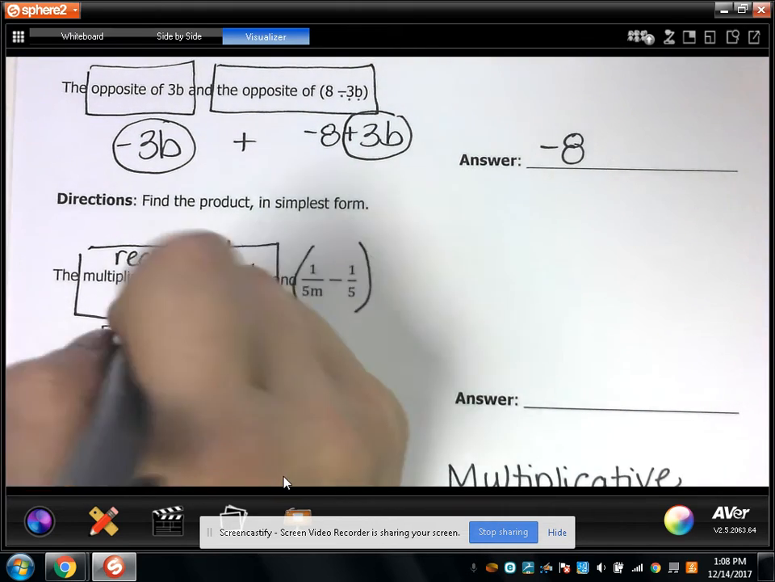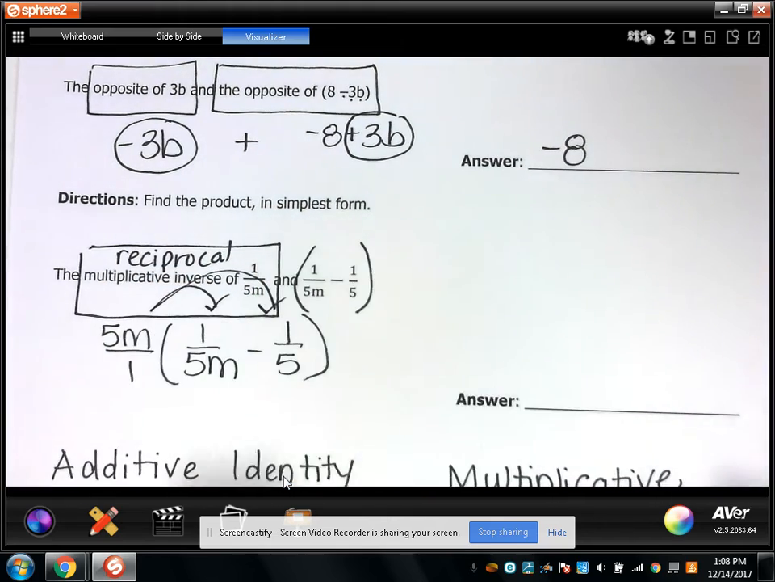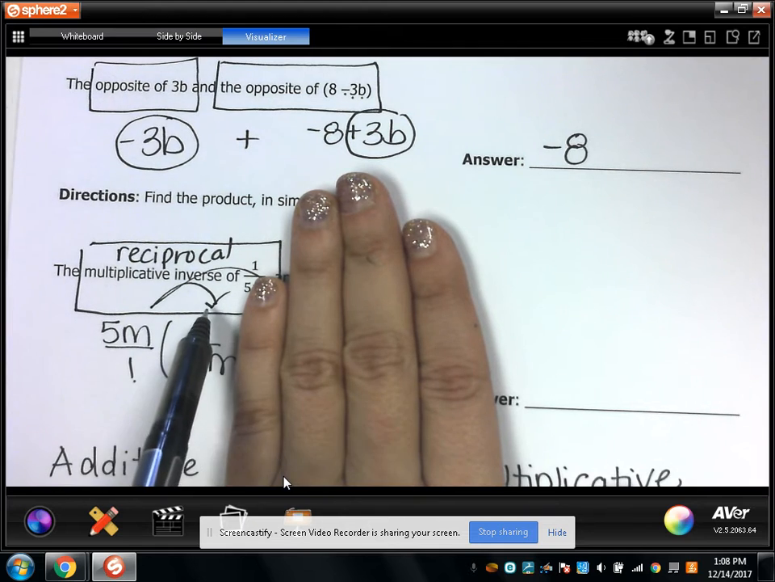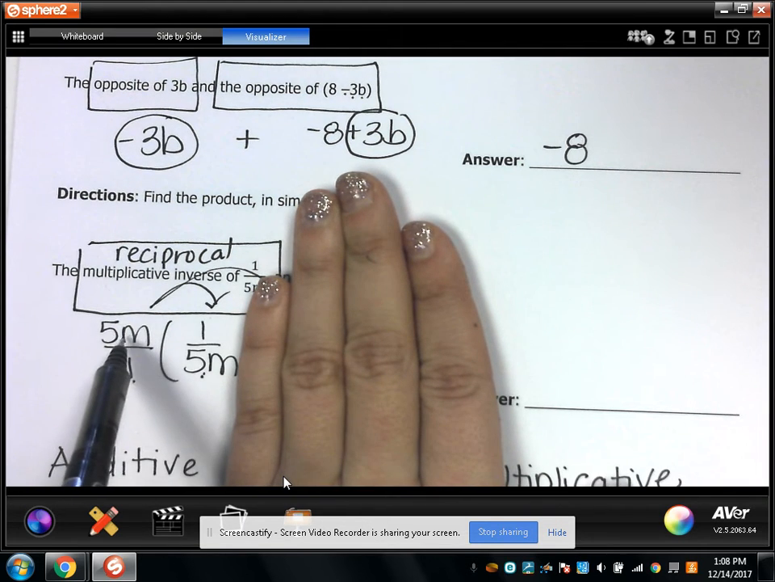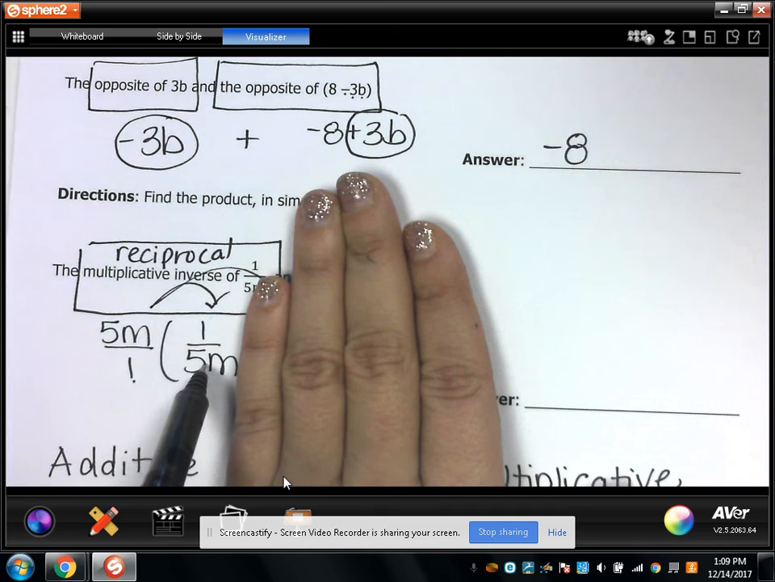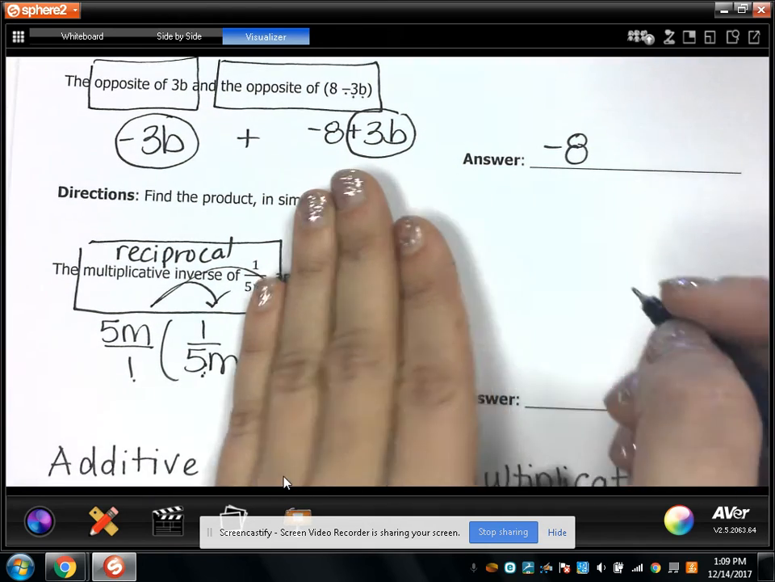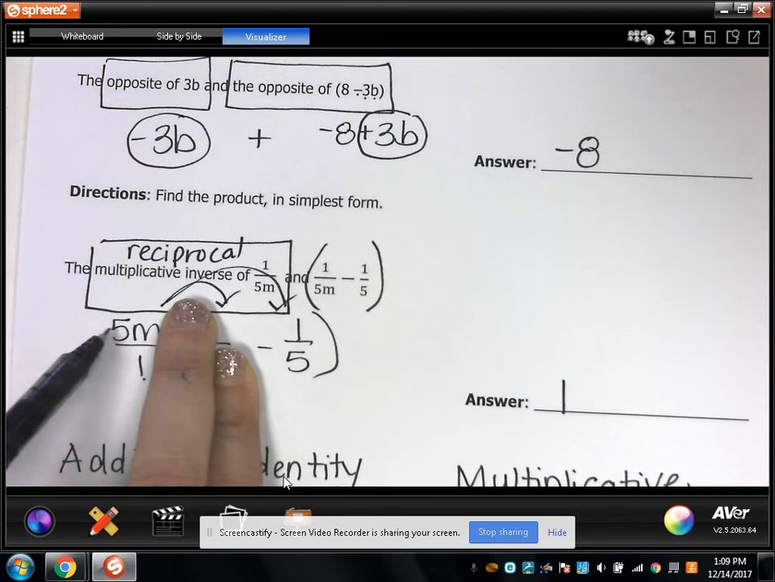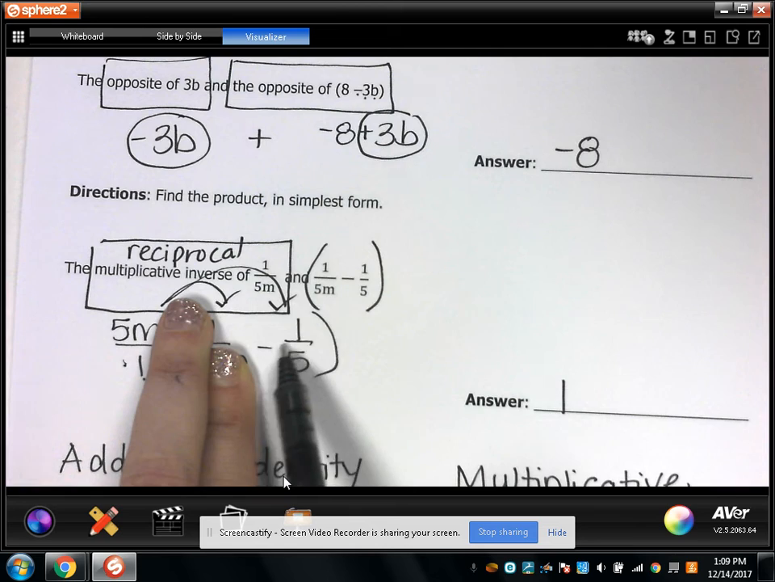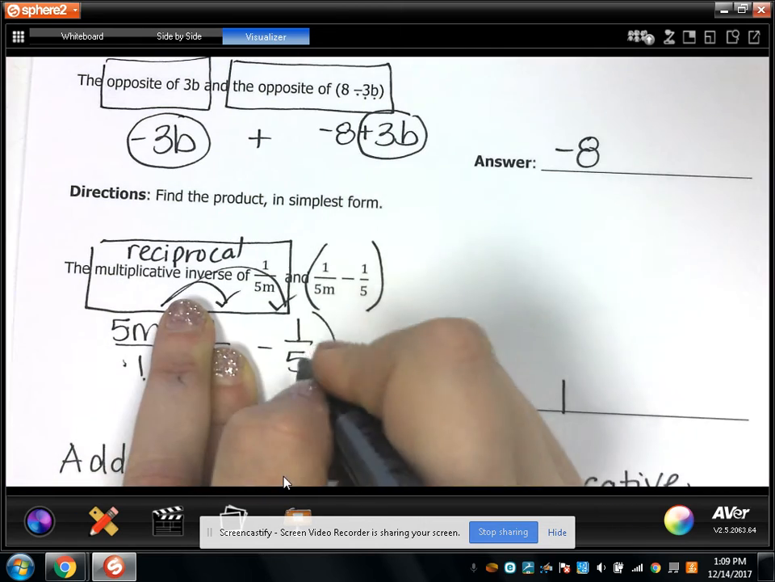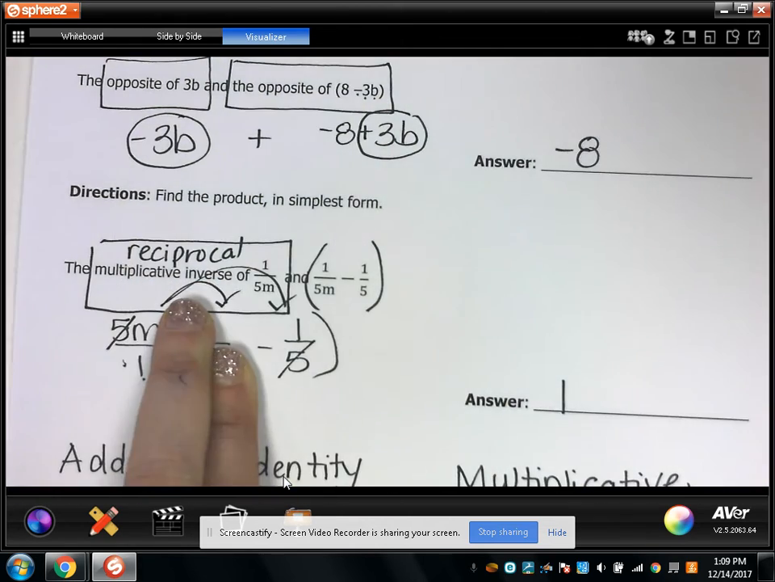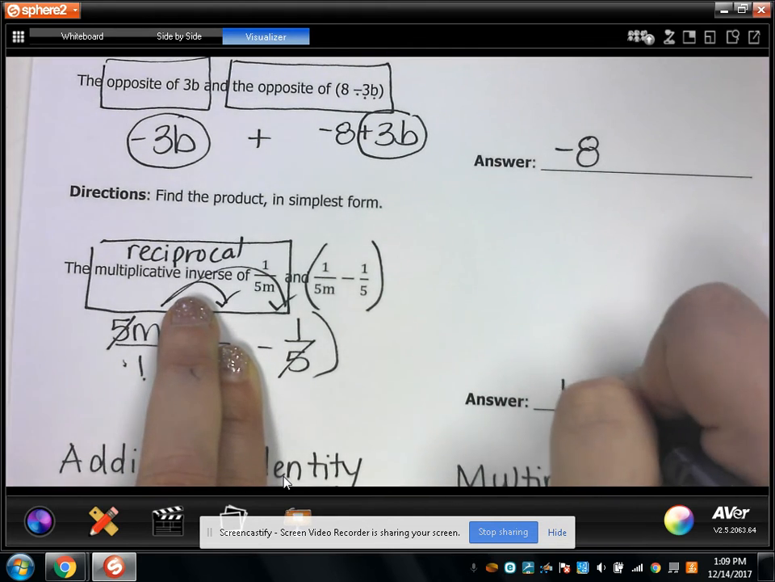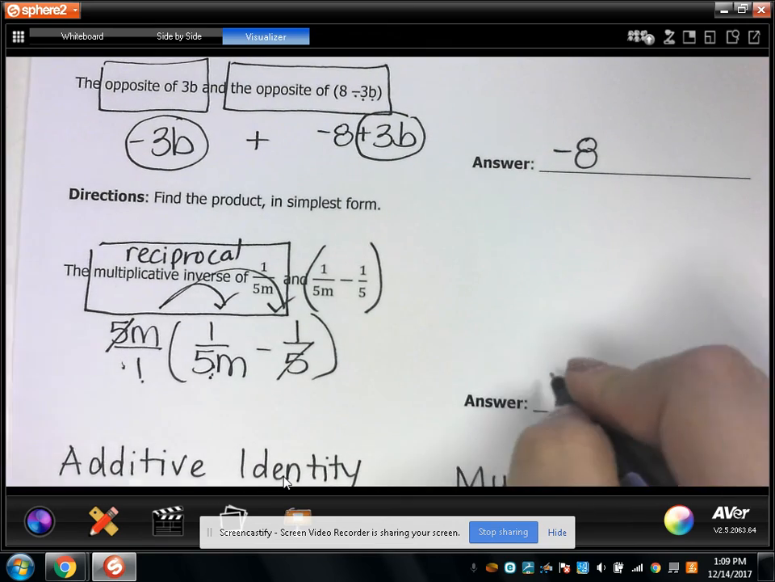So let's do this one at a time because I need to distribute. If I multiply 5m over 1 times 1 over 5m, I get 5m over 5m, which is just 1. And if I multiply 5m over 1 times negative 1/5, these 5's cancel out, I'm left with minus m. So the answer would be 1 minus m.